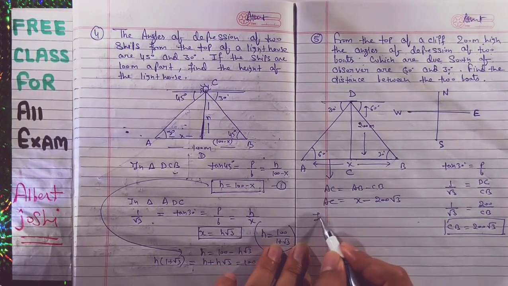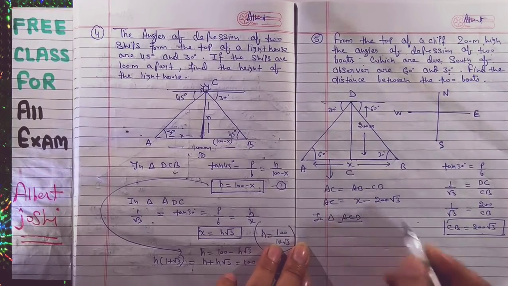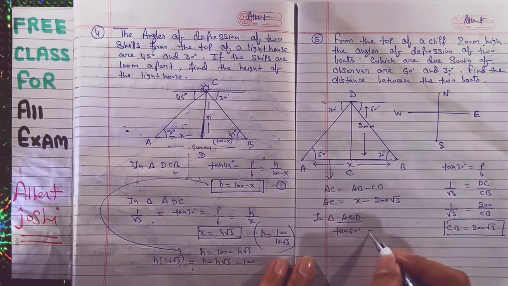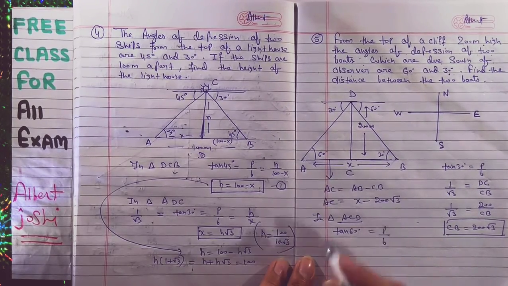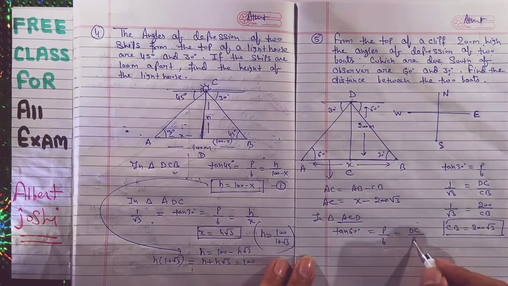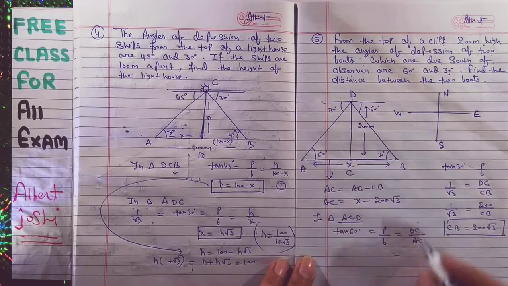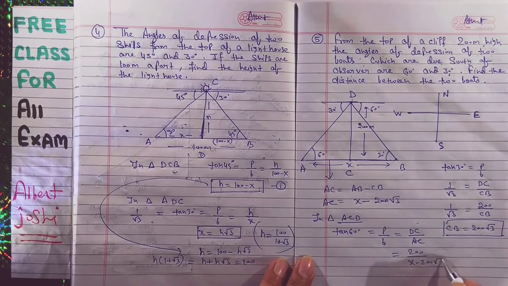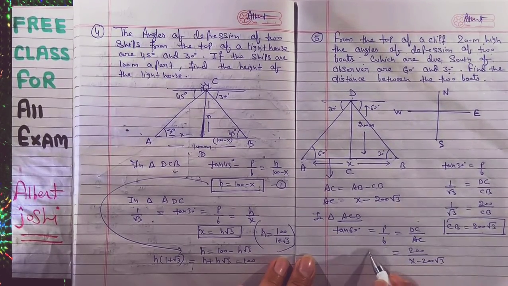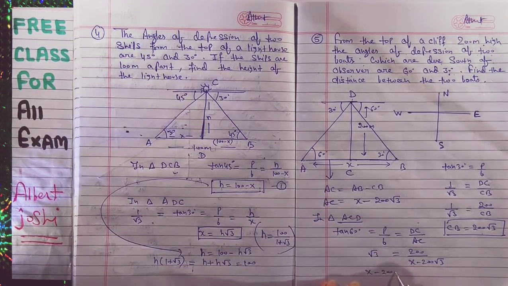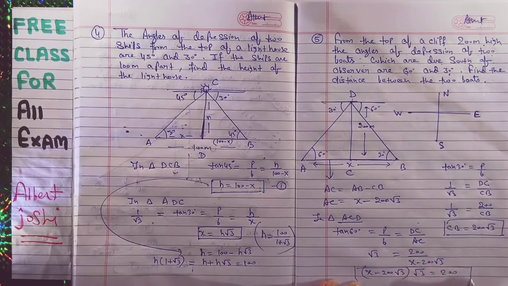Now in triangle ACD, tan 60 again is equal to perpendicular upon base. Perpendicular is DC and base is AC. What is DC? DC is 200. And what is AC? We have done this, it is x minus 200 square root of 3. And what is tan 60? This is square root of 3. Now you have to multiply. So x minus 200 square root of 3, into square root of 3, is equal to 200. Now you have to calculate.